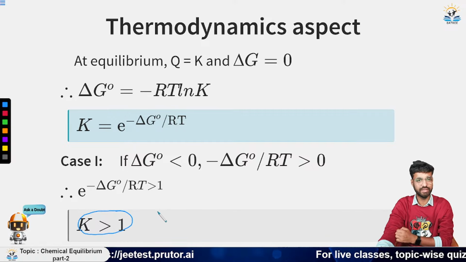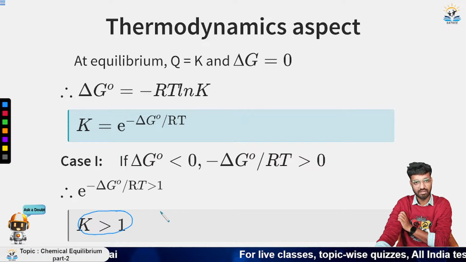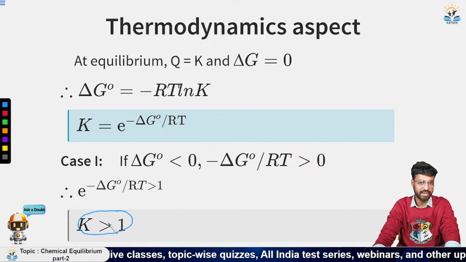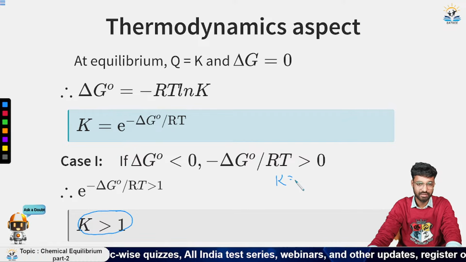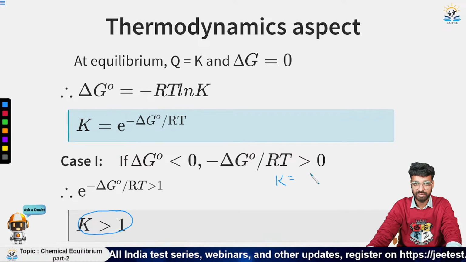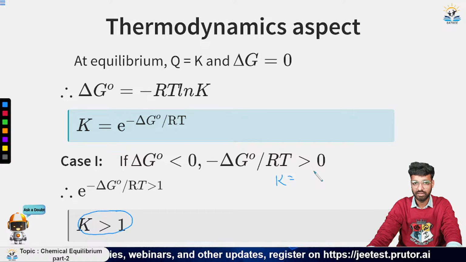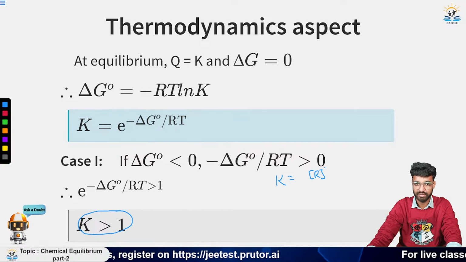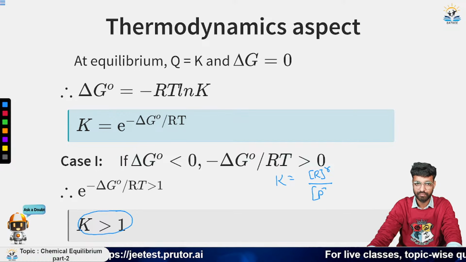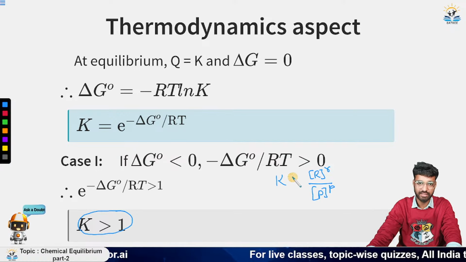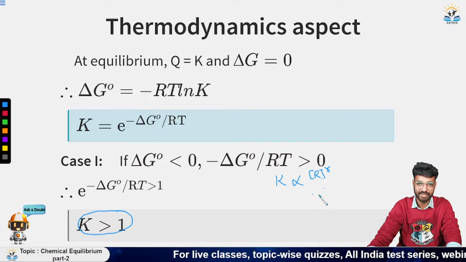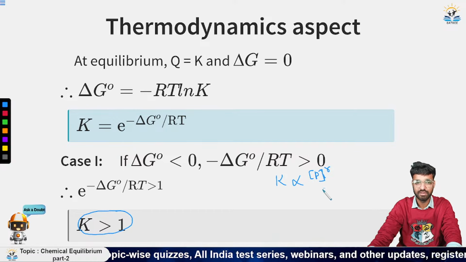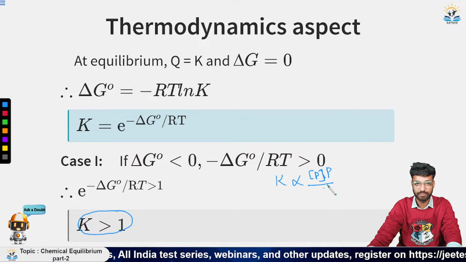So what does it say? It says that if delta G naught is negative, then product will be formed in greater amount, because K is greater than 1, and we already know from the law of mass action that K is equal to the multiple of the reactant raised to the power of coefficient divided by product. Sorry, this one will be product. Okay, sorry, my mistake. So it will be product over reactant.